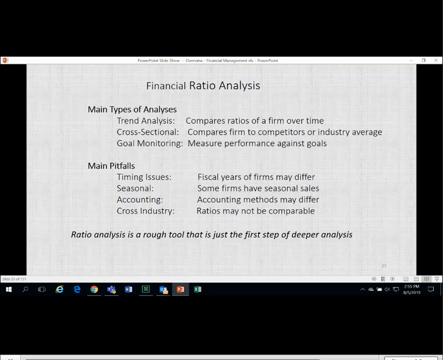And finally, cross section. It really is very, very difficult to measure ratios across different industries. For instance, trying to compare an auto manufacturer to a grocery chain would be not very useful. So again, ratio analysis is just a rough tool. It's the first step in a deeper analysis.